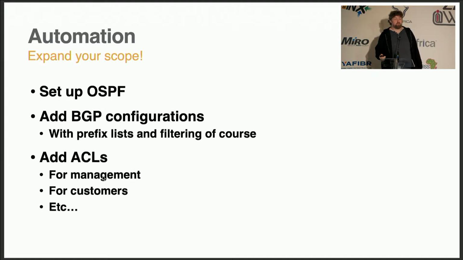But then you go a bit further, like, okay, maybe we also configure OSPF and BGP, and of course we're doing prefix lists and filtering, and we start doing ACLs for certain things, for management interfaces, for customers, and your Ansible playbook grows and grows and becomes more encompassing, not just the basic defaults, but actually it becomes part of your operations workflow.